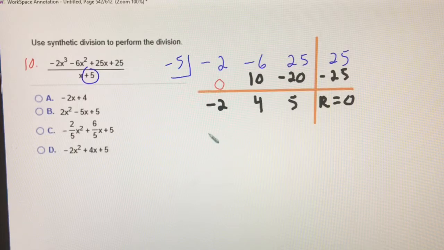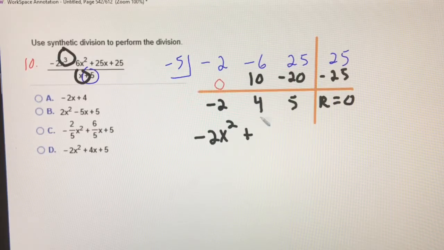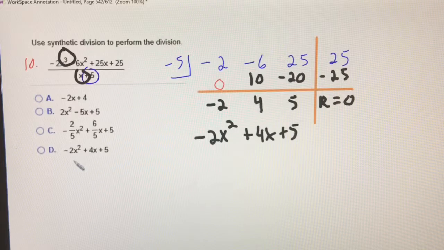My remainder is 0. So what this means now is negative 2x squared. Notice it went from an x cubed to an x squared. You divided it by an x. That's going to break it down by 1 exponential power. Plus 4x plus 5. My answer is D.